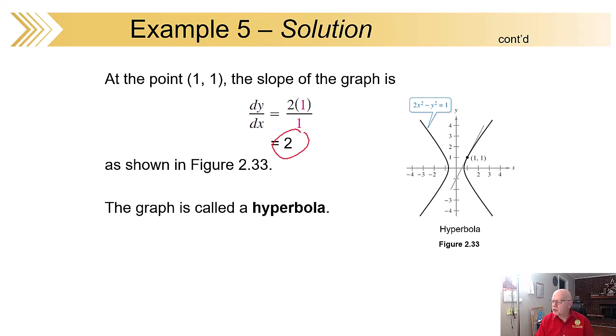Our slope is 2, and if you look at the picture over here, here's the point (1, 1), there's your graph, it's a hyperbola, and the slope there, you can tell, is on the steep side. It's also positive, just like you would expect a slope of 2.